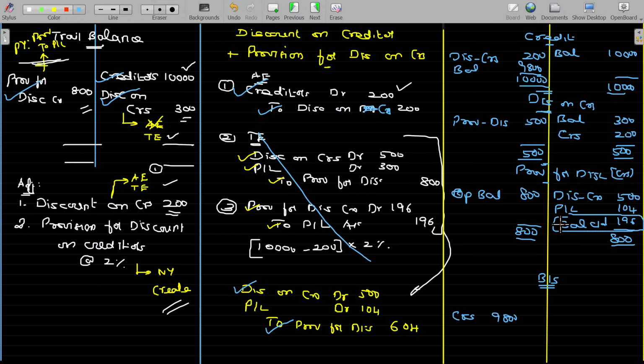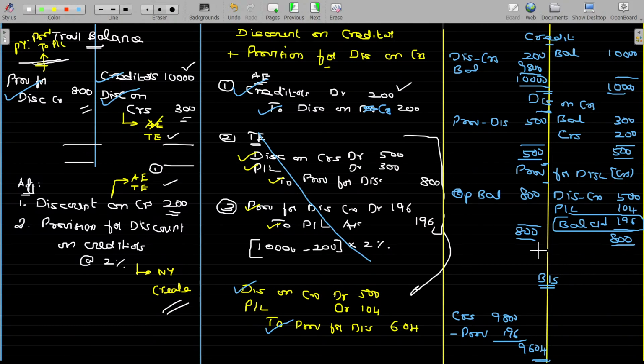Definitely the balance will be transferred to the balance sheet. As this is a debit balance, it should be posted on the asset side, or you can subtract it from the liability side also in the creditors account. So provision account, the value being 196. The ultimate value being 9,604 will be the value.